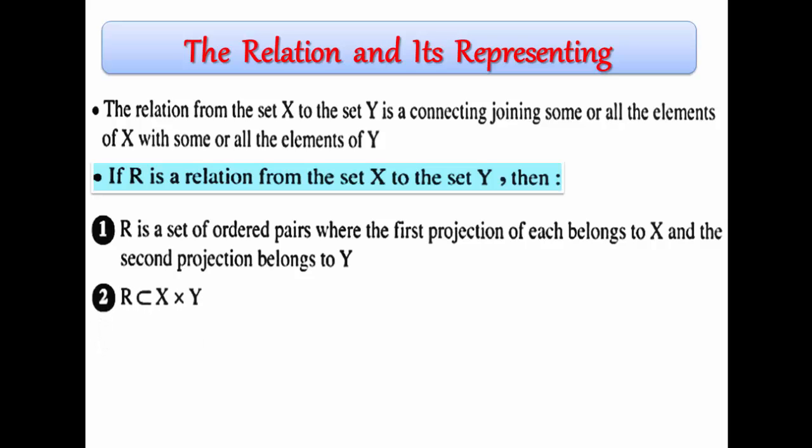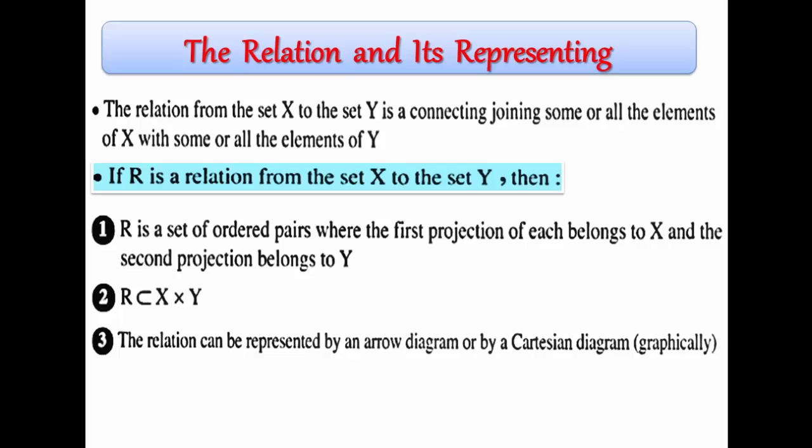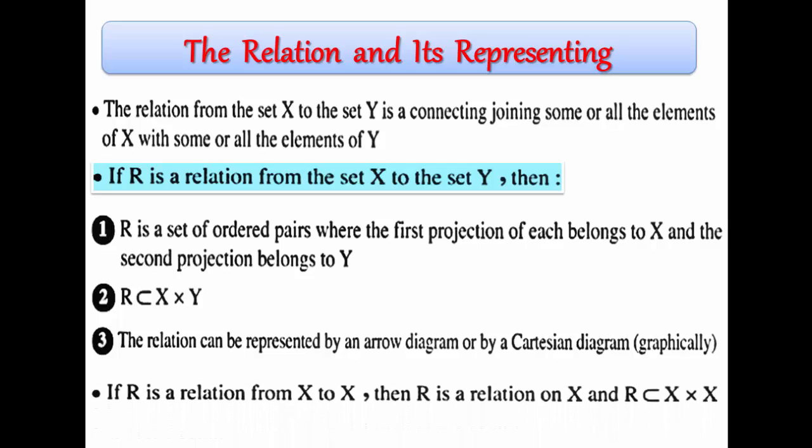R is a subset of x multiplied by y. Number 3, the relation can be represented by an arrow diagram or by a Cartesian diagram graphically. If R is a relation from x to x, then R is a relation on x and R is a subset of x multiplied by x.